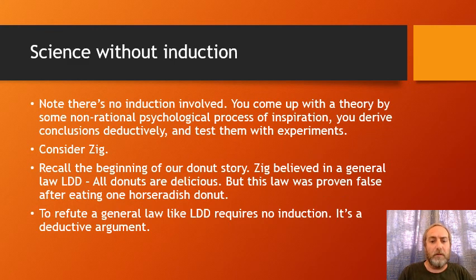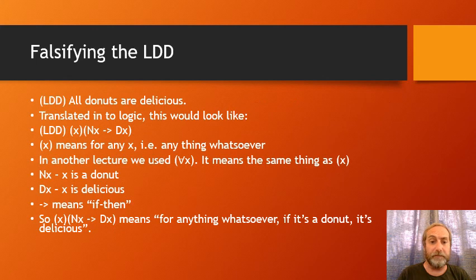So again, let's look back at Zig, right? So he believed this general law, like the law of donut delectability, all donuts delicious, but it was falsified, right? He ate one horseradish donut, which is sufficient to falsify his theory, right? Just a deductive argument. So here's the logical form of that, right? I'm going to give you a little practice with these because, again, you'll run into them in the readings, right?